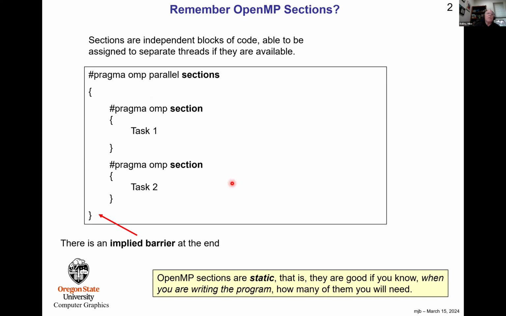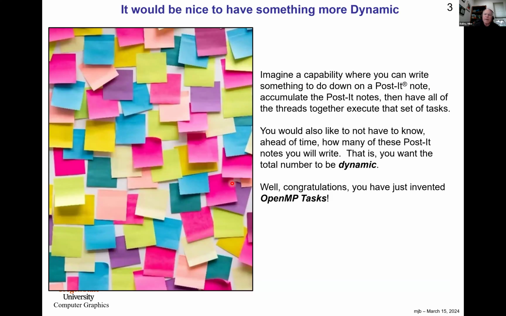What if you don't know? What if you want to set up threads to handle all the items, like one thread handling each item in a linked list? Well, you can't do that, because the moment you type in the code, you don't know how long your linked list is. All right. So sections are good for some things, but there needed to be something more. And so OpenMP created something called tasks.